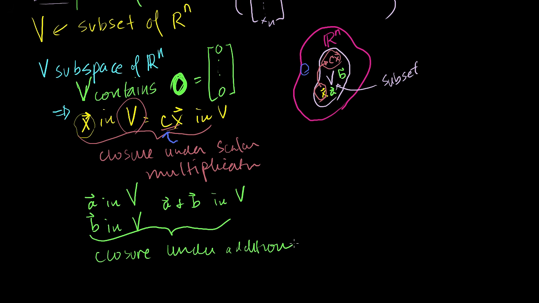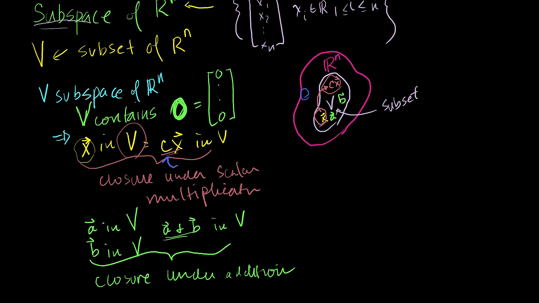Once again, just a very fancy way of saying, look, if you give me two elements that are in my subset, and I add them to each other, and these could be any two arbitrary elements in my subset, I'm going to get another element in my subset. That's what closure under addition means. When you add two vectors in your set, you still end up with another vector in your set. You don't somehow end up with a vector that's outside of your set.